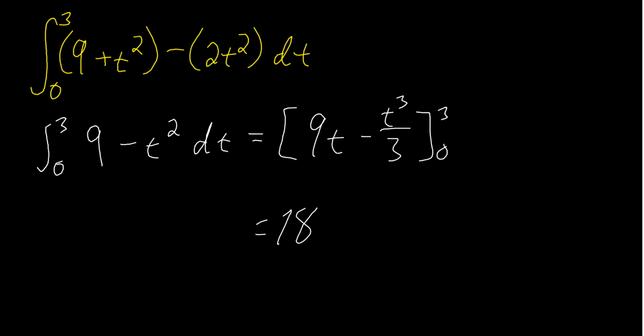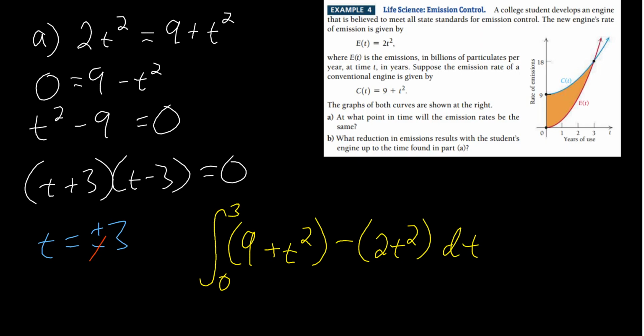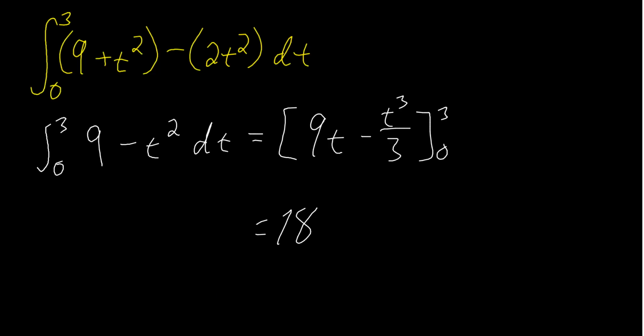All right, so 18 what? 18 particulates per billion, I think was the word. Yeah, billion. Oh, I said it backwards. In billions of particulates. So the reduction in emissions is 18 billions of particulates per year. I don't know how many a billion particulates is, but there's the number.